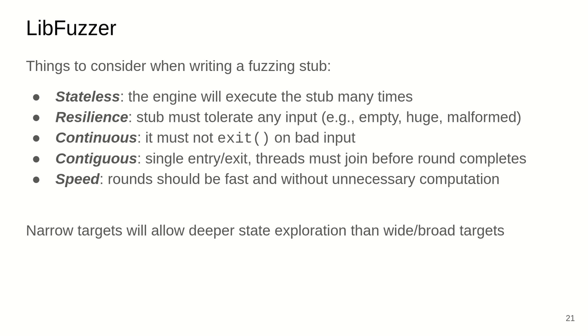And you also need to tear down the state by, for example, freeing the allocated memory. Your stub needs to be resilient. It must tolerate any input, empty, huge, malformed, whatnot. And it must be continuous, right? You cannot just call exit on bad input because this would stop the fuzzing process. It also needs to be contiguous, right? There's a single entry and exit, and the threads must join before the round completes, so the fuzzing process can actually continue with the next round. And last but not least, it needs to be fast. The rounds should be fast and without unnecessary computations. You want to focus on calling the actual library functions and not spend all your time in the fuzzing process itself, in the unit test itself.